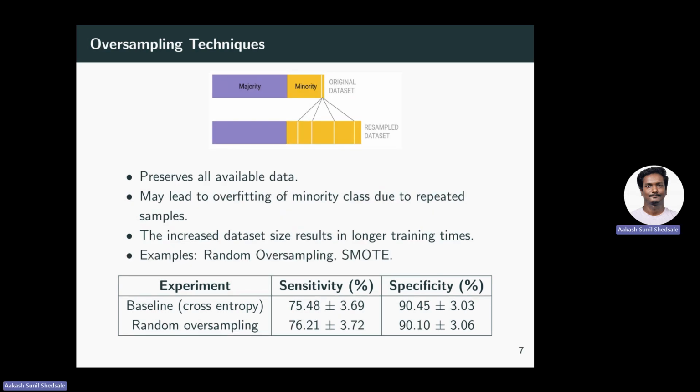This is about random oversampling. It preserves all available data, but it may lead to overfitting of the minority class due to repeated samples. The increased dataset size results in longer training times. The examples include random oversampling of the minority class and the synthetic minority oversampling technique. With the random oversampling of the minority class, I got a sensitivity of 76.21 and specificity of 90.10, which is almost similar to the baseline. So I didn't get improvement over the considered dataset using random oversampling.